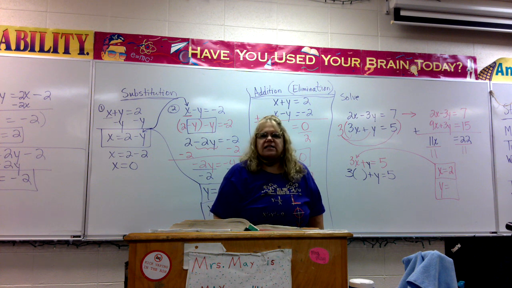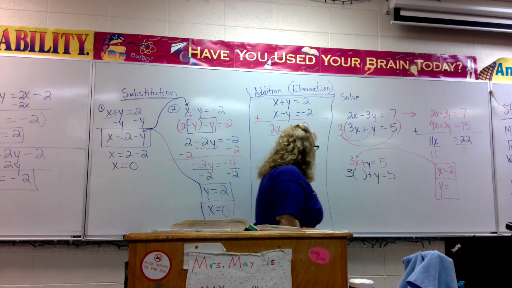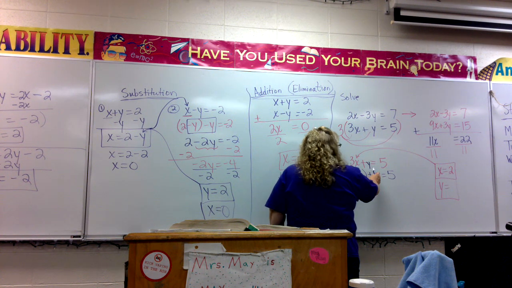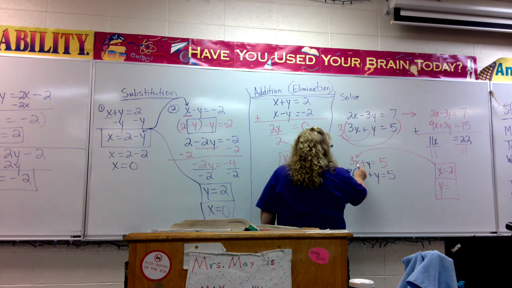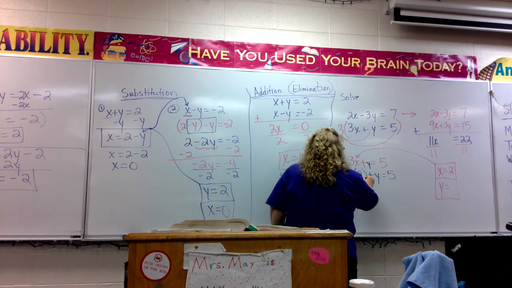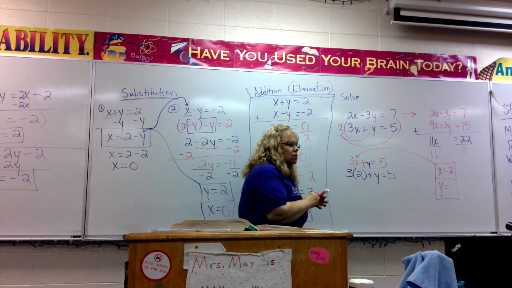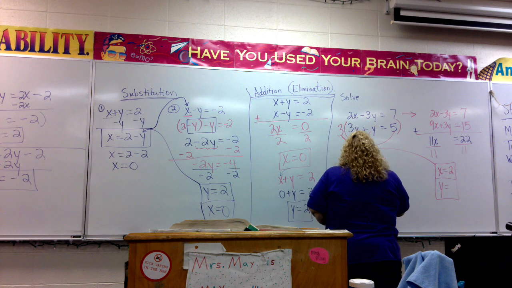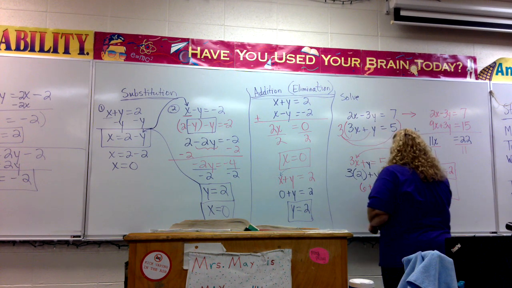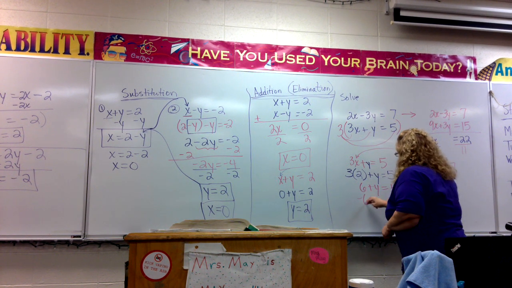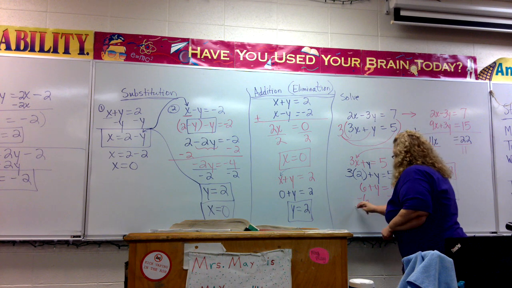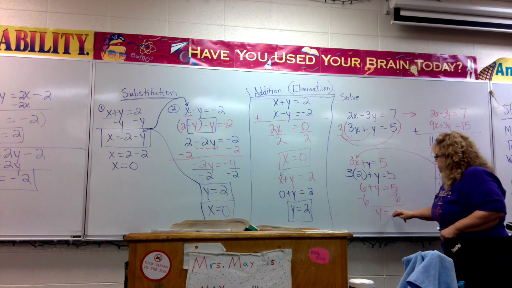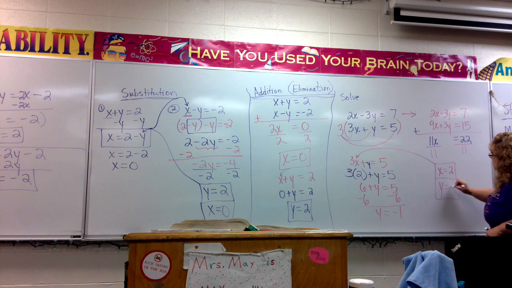I think I need to do 2. So 3x plus y equals 5. But what is x? We just figured out that x was 2. So now I have 6 plus y equals 5. Minus 6, minus 6. Y equals negative 1.